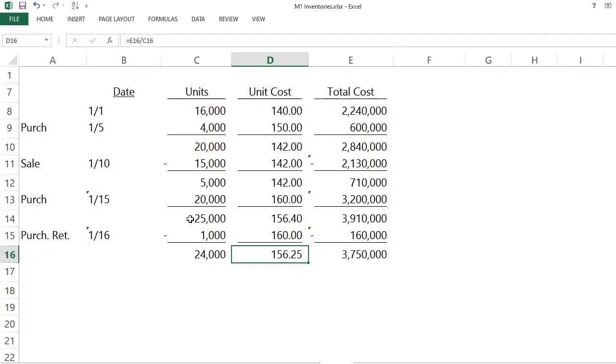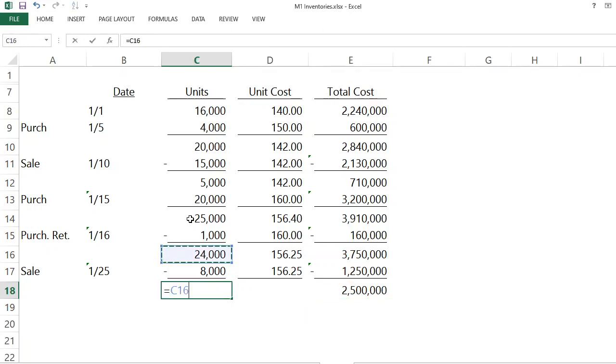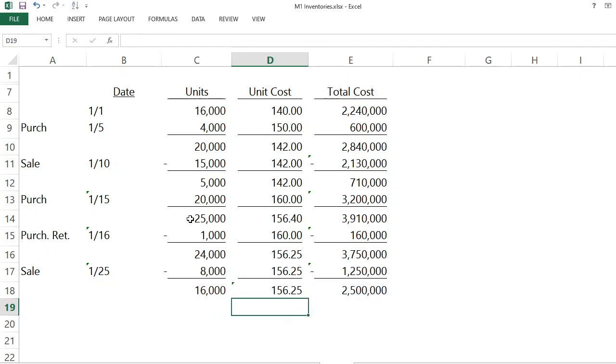Next, what happened next was a sale, and that was January 25. A sale of 8,000, ay minus nga pala kasi sale. And saan tayo magbe-base? 156.25. Therefore, mababawasan ng 1.25 and our new balance is 2.5 million. So we have 16,000 left, and therefore our unit cost is 156.25 kasi wala namang changes. Pinakita ko lang kung paano siya kinompute.